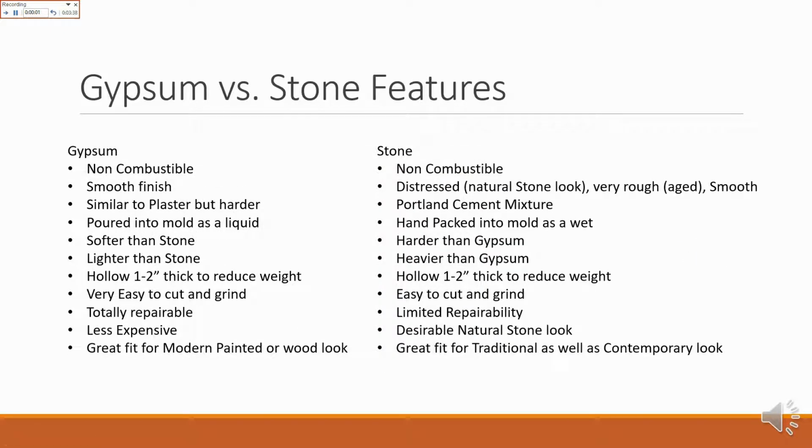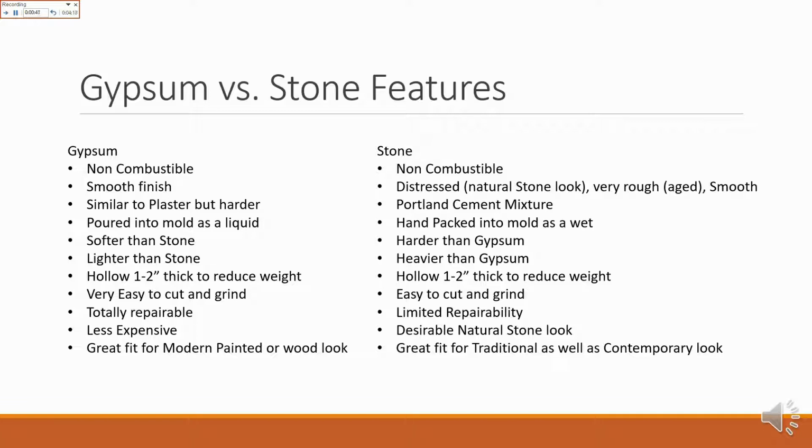All right, let's look at the difference in the features between the gypsum and the stone. Notice they're both non-combustible. The gypsum has a smooth finish. The stone can have a distressed natural stone look, a very rough or aged look, or it can be smooth. Note that the smooth finish, the Piatto, is only available on simple designs like the contemporary models in the outdoor living. It's not possible to get that smooth finish into a great deal of detail that exists in the traditional line. So gypsum is similar to plaster, but it's harder.